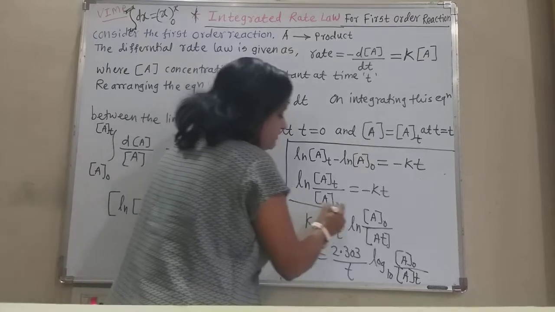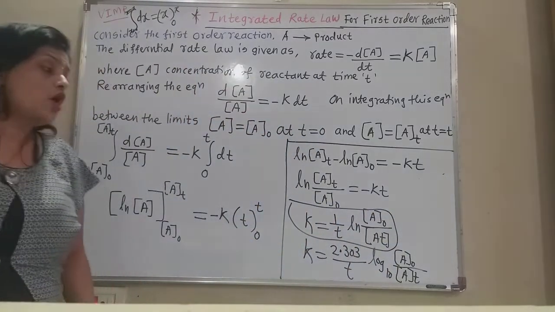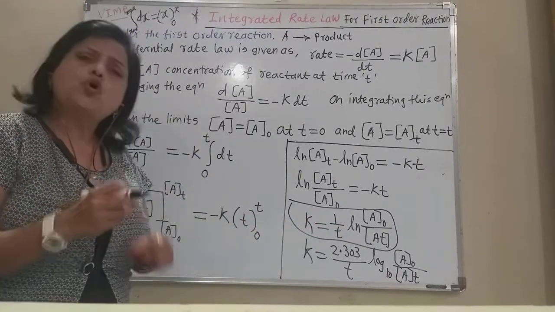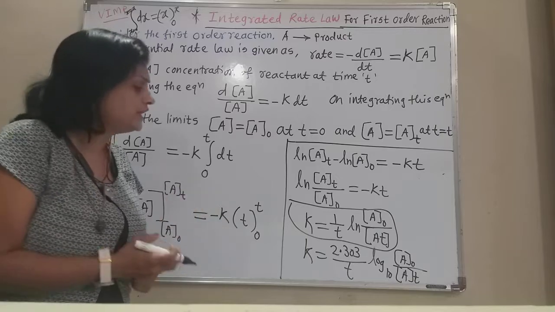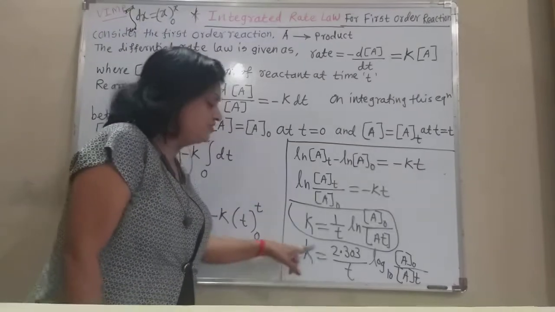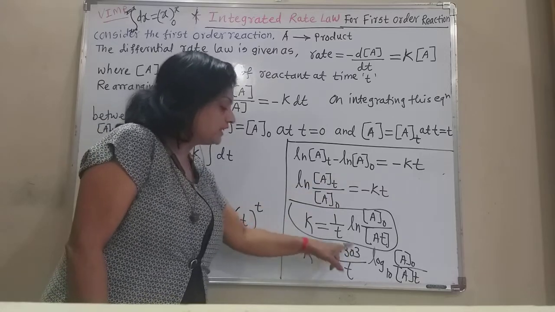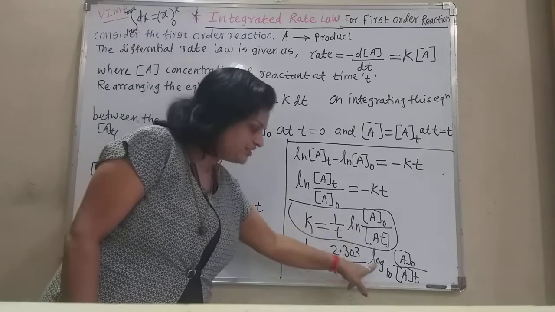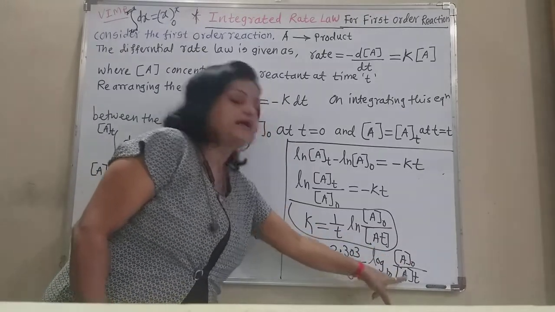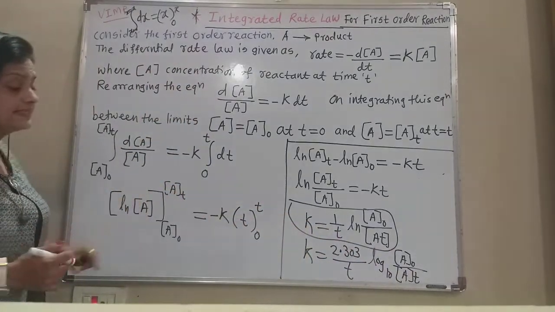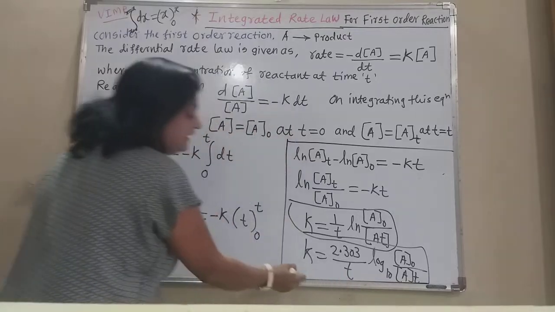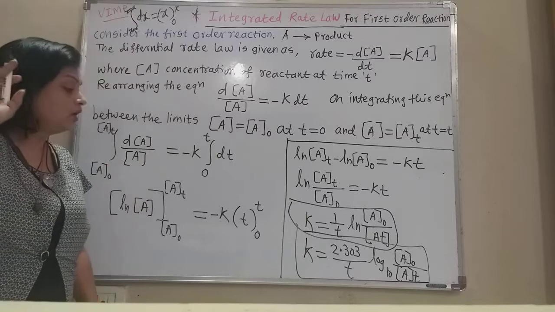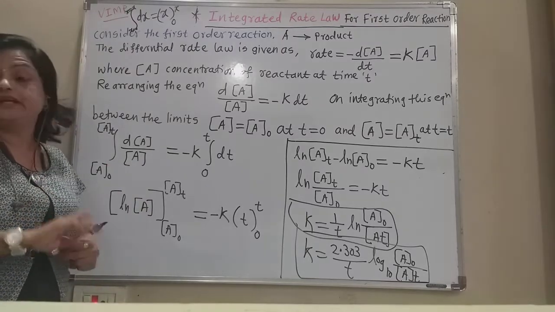Now this is the equation of the rate constant, but we want to convert the log to the base e into log to the base 10. So we only multiply by the number 2.303. So this equation becomes k is equal to 2.303 upon t. Now here log to the base e becomes log to the base 10, and concentration a0 divided by at. Now this is the integrated rate law equation. K is equal to 2.303 divided by t log to the base 10 a0 upon at.